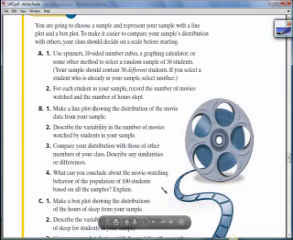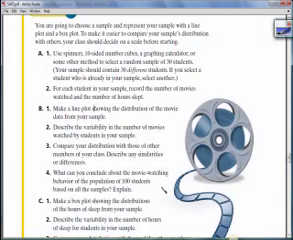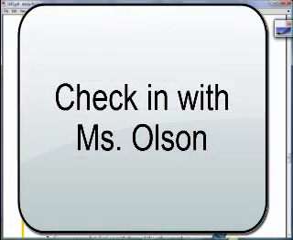And then I'd also like you to make a general statement about the relationship between hours of sleep and number of movies watched by 8th graders. When you are done with that, you can check in with me and we'll go over your answers and see if you're ready for 2.4.